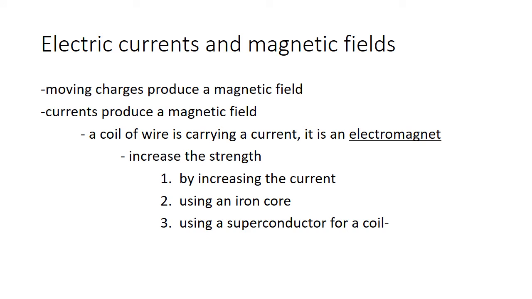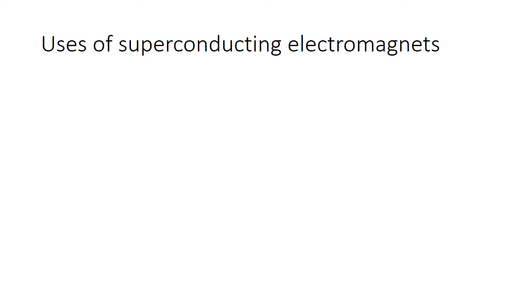And then sometimes you can use a superconductor for the coil. So remember, a superconductor has very little resistance. So if that's the case, then you have a lot of current and it's not going to slow down by getting resisted by the wire. So that can create a stronger electromagnet. The reason this would be used is because large currents will flow through the wire very easily.